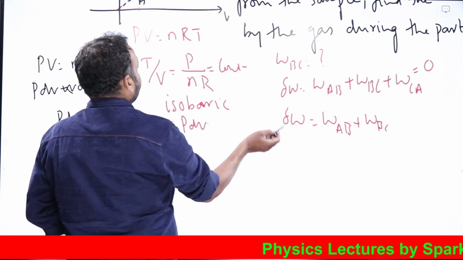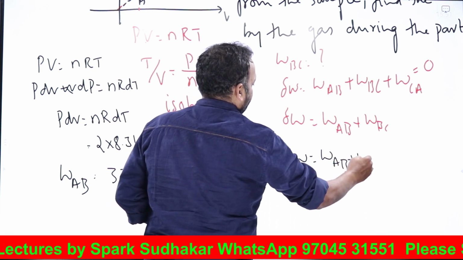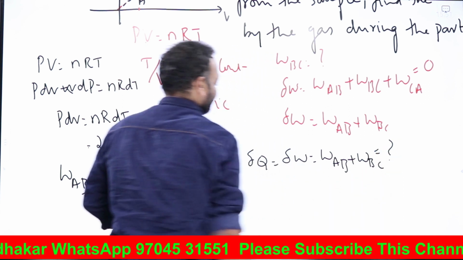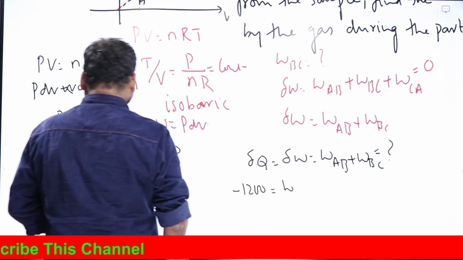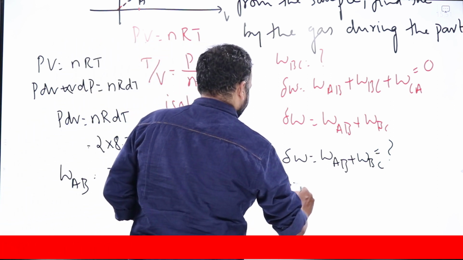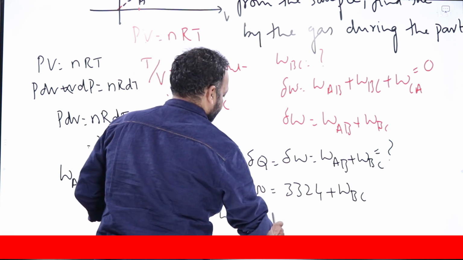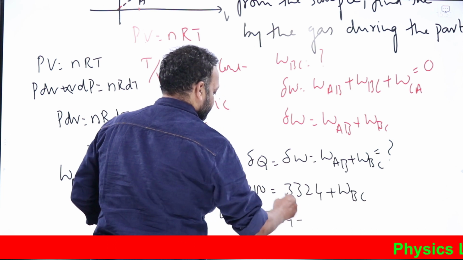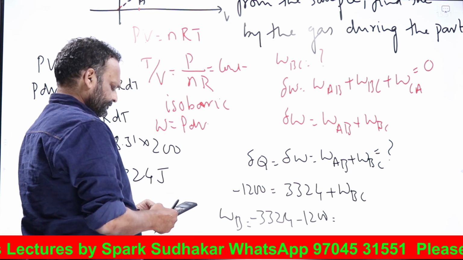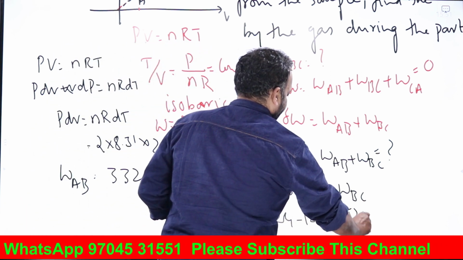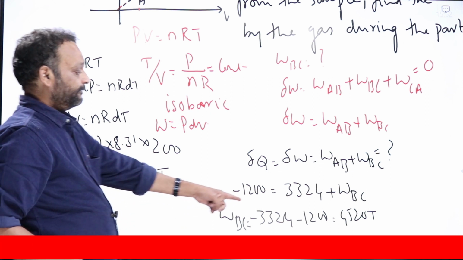Now look at that formula. Delta W equal to WAB plus WBC. He's asking us what is WBC. Now we have got WAB also. Delta Q himself has given as minus 1200, equal to WAB, which is 3324 joules, plus WBC. Therefore, WBC is equal to, bring that 3324 this side, minus 3324 minus 1200, that is 4520 joules. That is the work done during the process BC, WBC equal to around 4500 joules.